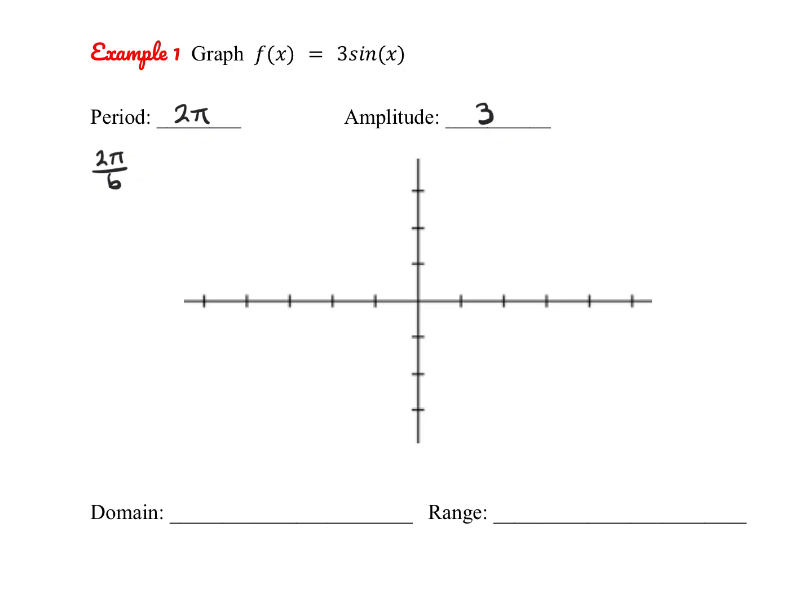I see that I have no more changes, so my graph has not been shifted up or down. That means that my midline is at 0. And the amplitude is the distance from the midline to the max. So from my midline, I'm going to count 1, 2, 3, and this is going to be my maximum y value. And then from my midline, I'm going to count 1, 2, 3 units down, and that's going to be my minimum value. So this will give me a boundary for where my graph will travel.